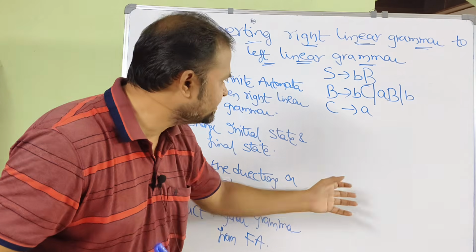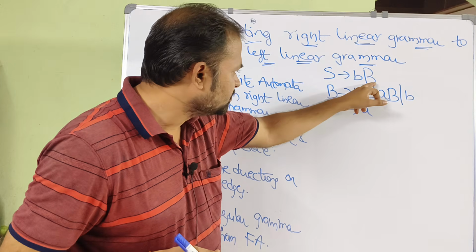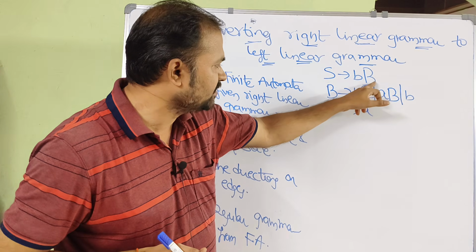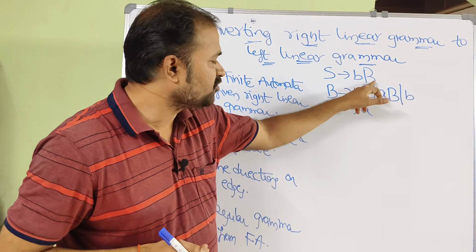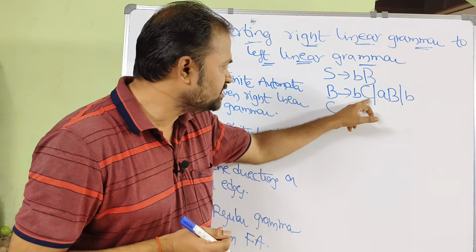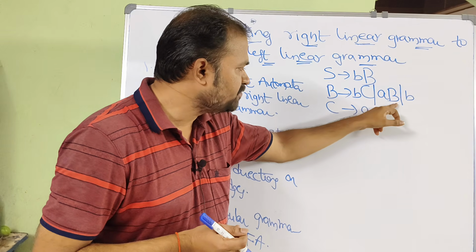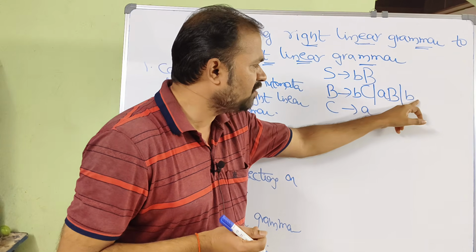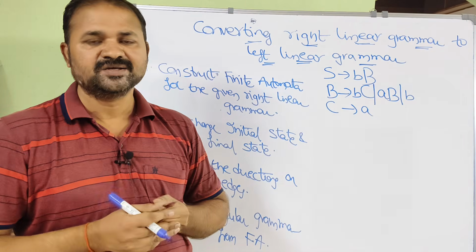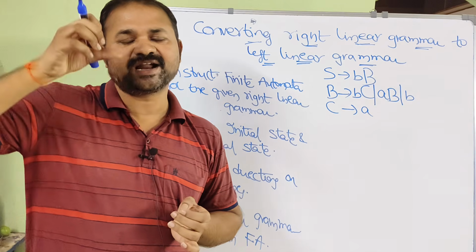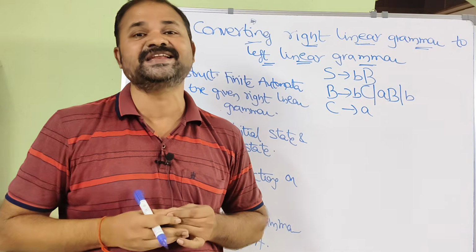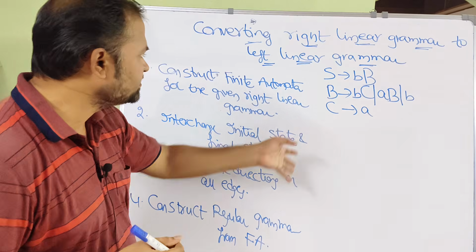So here this is the right linear grammar. If you observe, on the right hand side, what is the rightmost symbol? Here this is capital B, so the rightmost symbol is a non-terminal. In BC, the rightmost symbol is a non-terminal. In AB, the rightmost symbol is a non-terminal. Here we don't have any non-terminal, so there is no problem. Here also we don't have any non-terminal. So what is a right linear grammar? If the rightmost symbol is a non-terminal, then we can say that it is a right linear grammar.